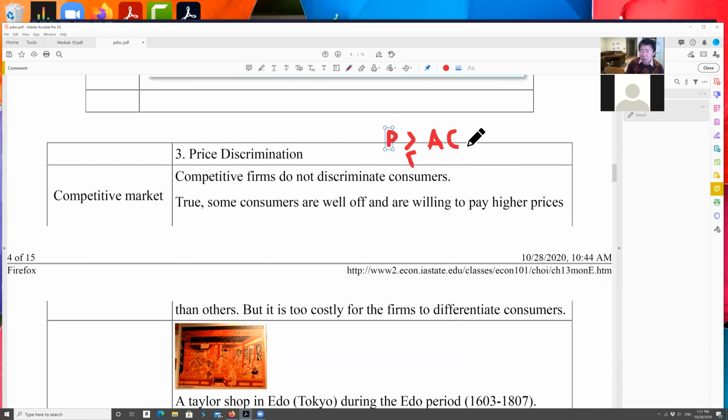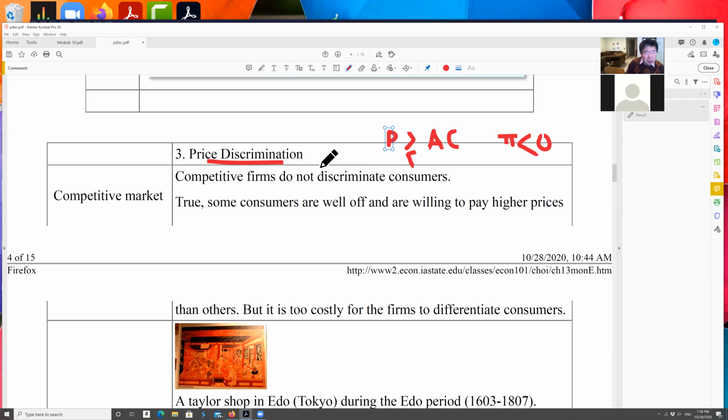Can the monopolist do something about this? If price is less than average cost, even the monopolist goes out of business. Profit is negative, okay? In this situation, you can discriminate among consumers. Price discrimination is one way for the monopolist to survive.